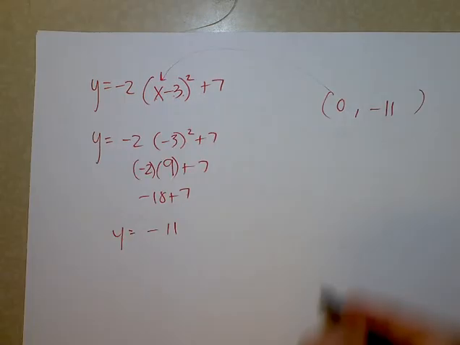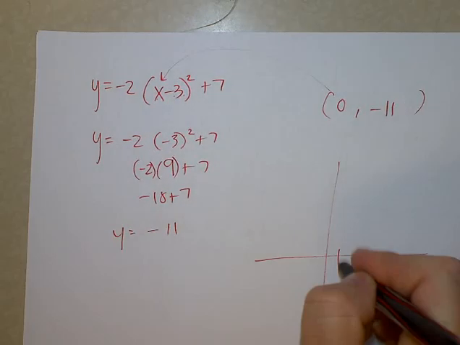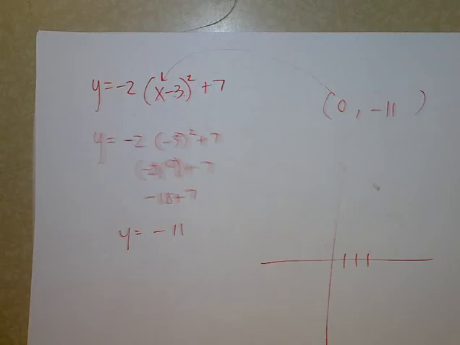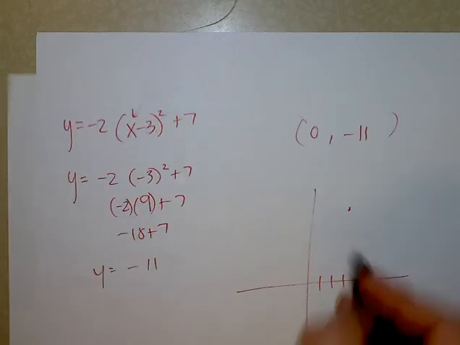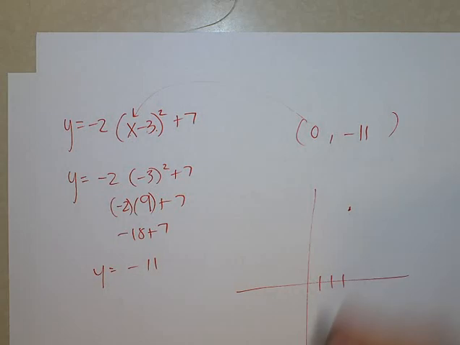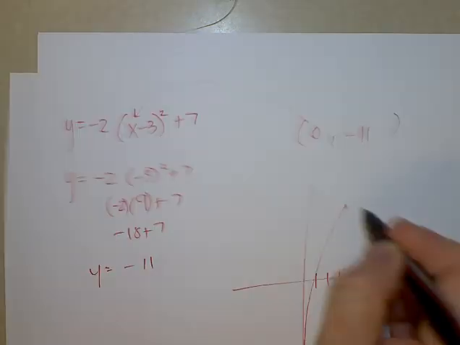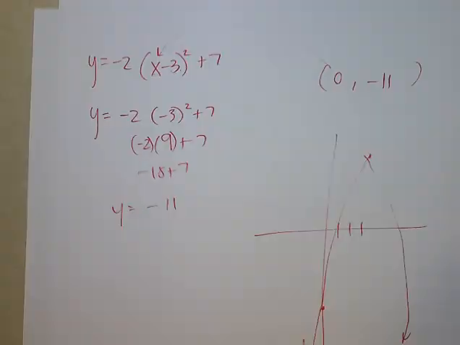Let's go back to what we know about this graph. 1, 2, 3. We're up 7. Excuse me, we're not up 7 here. -11, up 7 here, and -11 is our y-intercept. And so we're going something like this, a very rough estimate of what this graph looks like.